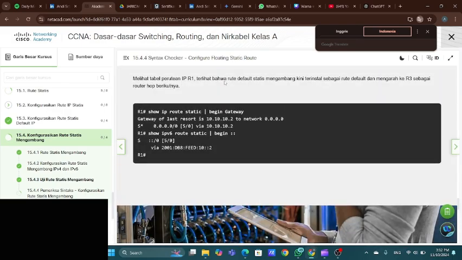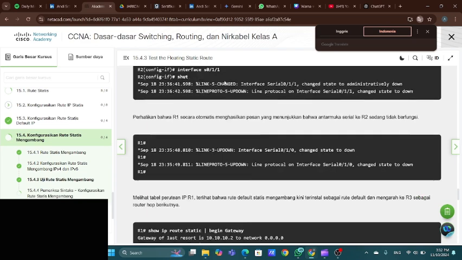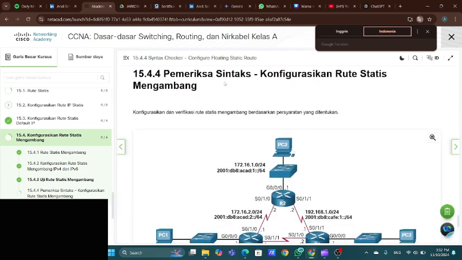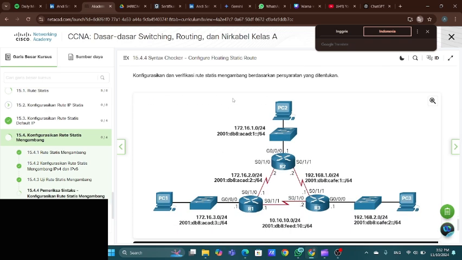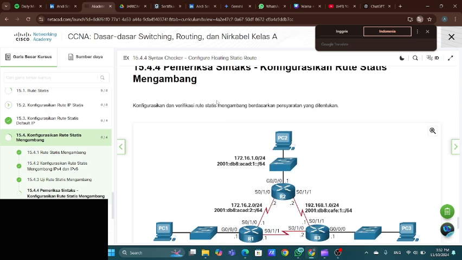Di sini ada perintah-perintahnya. Di situ sudah jelas perintahnya. Jadi lanjut, syntax checker konfigurasi rute statis mengambang. Nah, di sini kita mengonfigurasi berdasarkan persyaratan yang ditentukan.